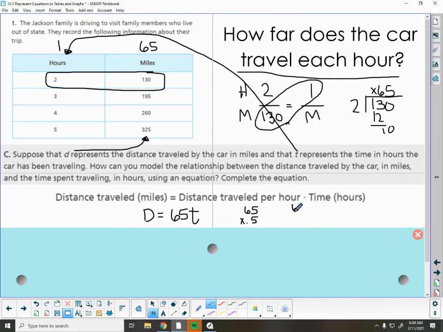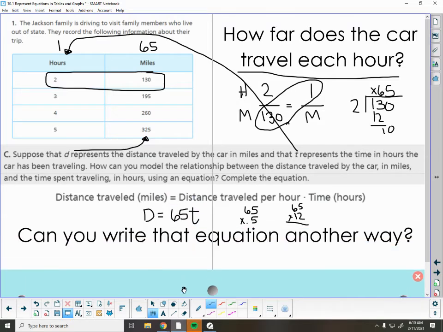If I wanted to spend 12 hours in a car and we had a really long trip to go on, I could do 65 times 12, and that would tell me how many miles I could go if I drove for 12 hours straight. So using this equation, we can fill out any number in this graph. You could choose the hours you're driving, and then our miles will depend on how many hours we chose to go at 65 miles per hour.